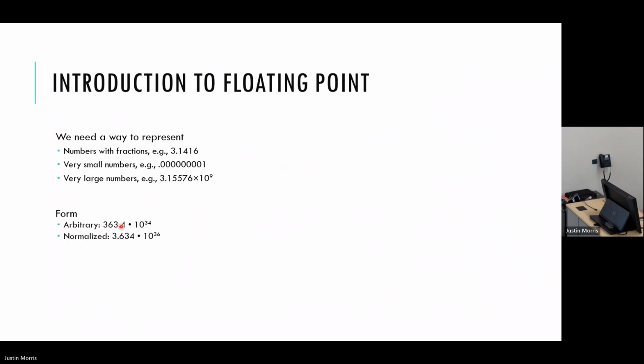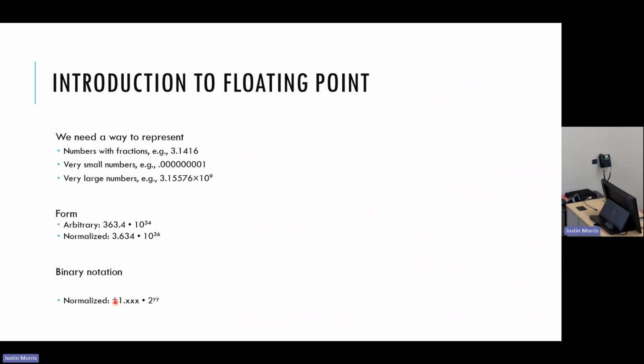So here is an example of the notation that we already know. If we normalize this number and put it into scientific notation, we have the first digit, then the decimal, and then the power of 10, which dictates how far to move the decimal, either right or left. The floating point is very similar.